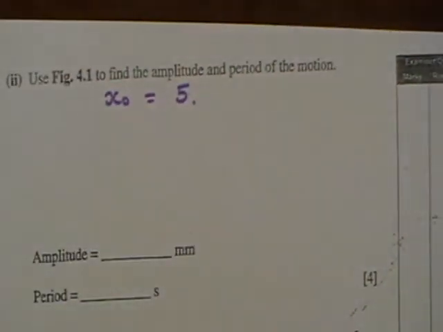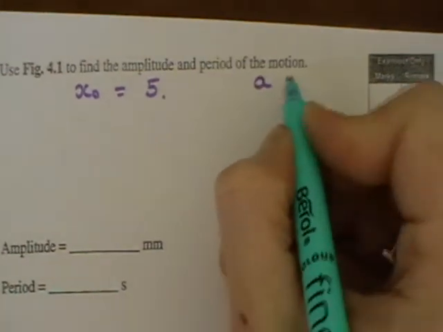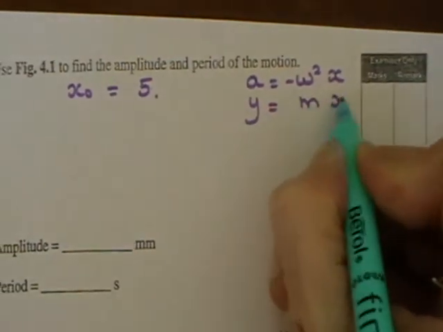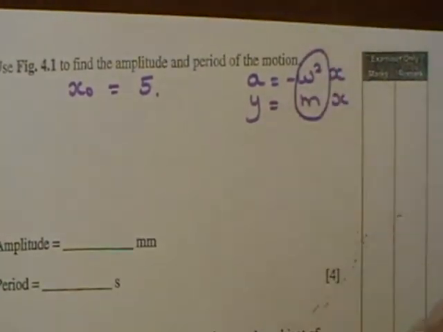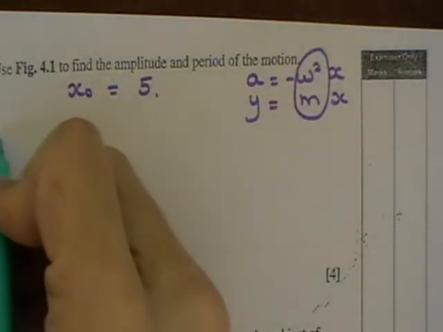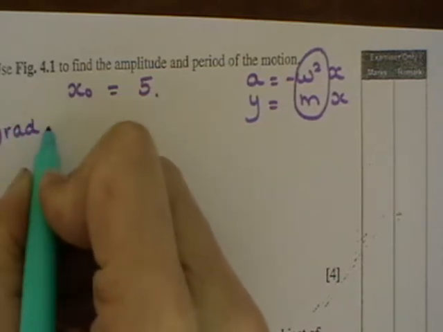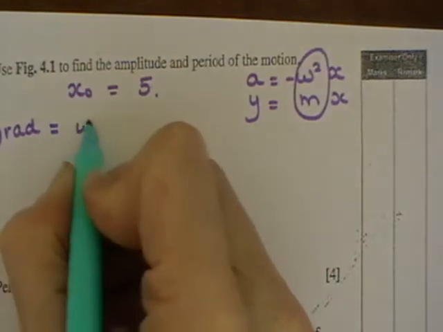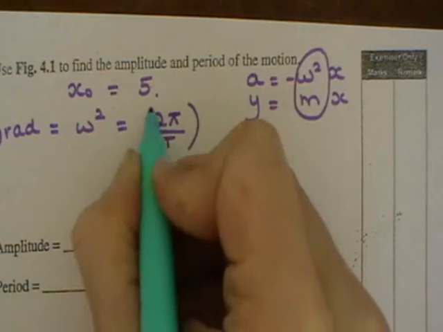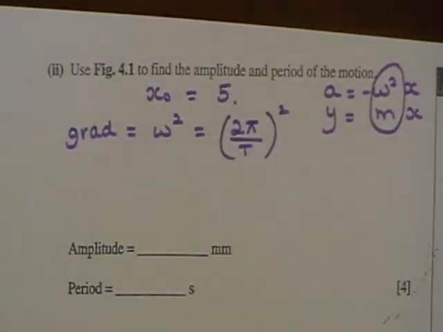And then we have to find the omega. So from the graph we know a is equal to minus omega squared x, and if we do y equals mx and it's a negative gradient, then the gradient of the graph is equal to omega squared. So we have to get the gradient of the graph, and therefore the gradient is equal to omega squared, and that's equal to 2 pi over T all squared. And so once we get the gradient, that's equal to 2 pi over T squared.